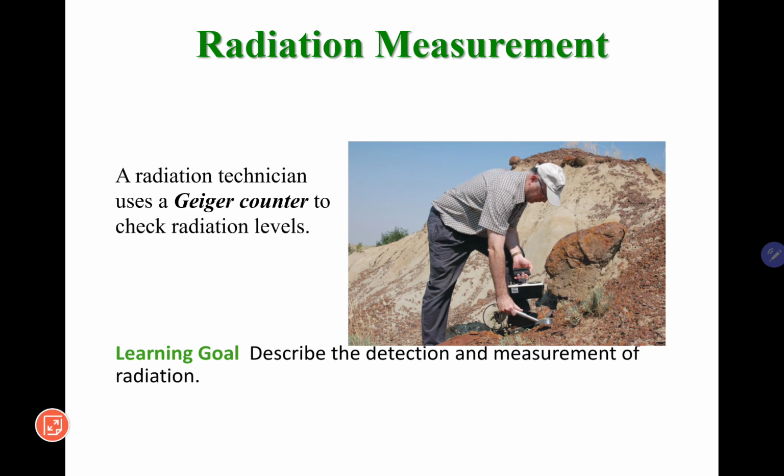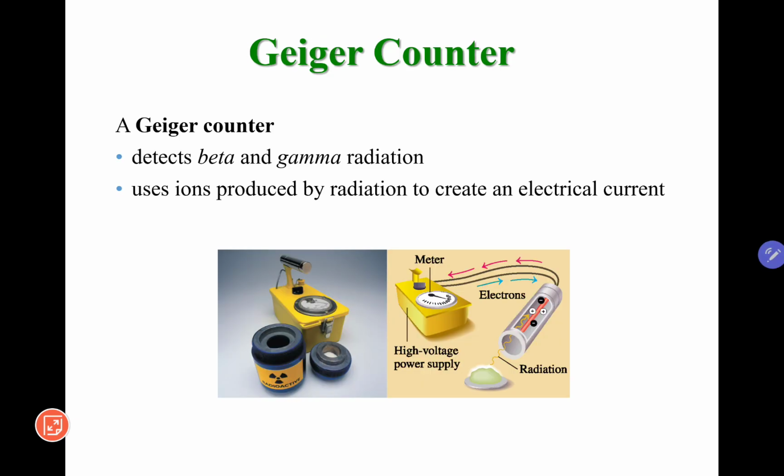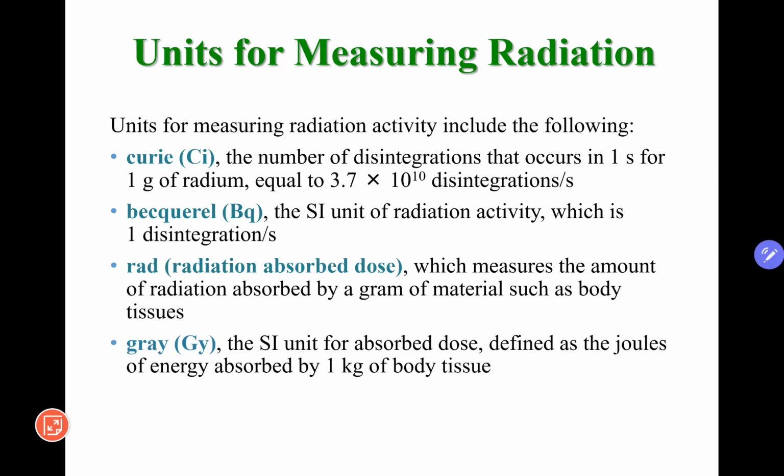Okay, I have some slides on your lecture on radioactive measurements, and especially talks about the Geiger counter. The Geiger counter is the instrument that we usually use to measure radiations. How it works is also given here briefly. If you want more details, I would recommend that you at least watch a YouTube video on how a Geiger counter works. Also in here I have units of measuring radiations.